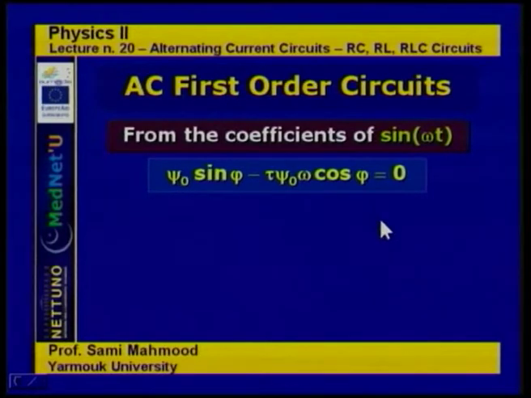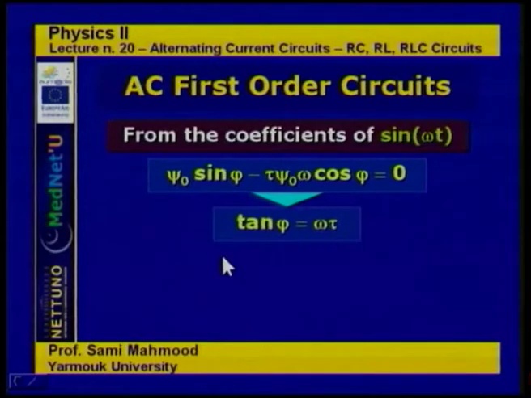The right-hand side of the equation only contains cosine omega t. So from this equation, we can get the value of phi, which is one of the unknown values. Tan phi, tangent phi, is equal to omega tau. This is a solution of this equation. So this is the first undetermined unknown, phi. It is known now. It is solved because tau is known.